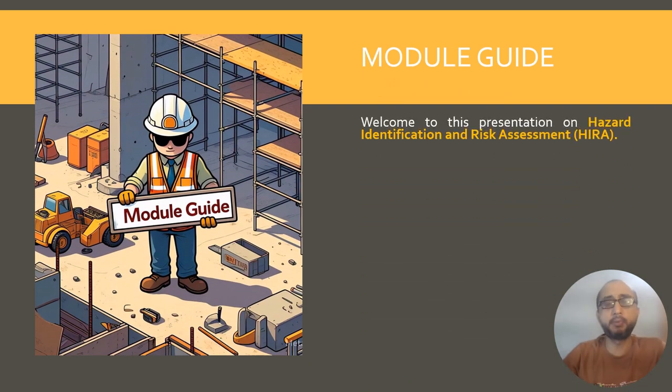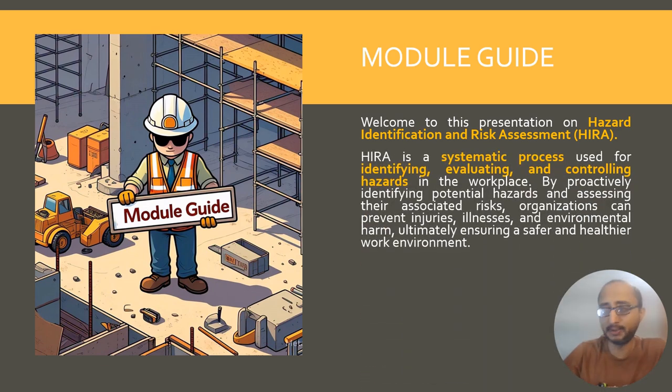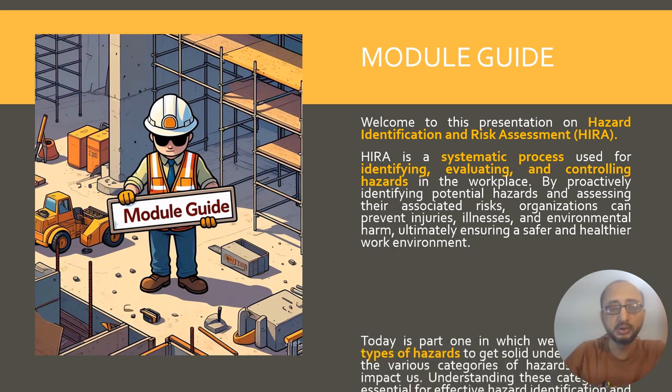Module guide: our module is hazard identification and risk assessment, the HIRA process, globally accepted, appreciated and practiced. Very crucial one. It is a systematic process to identify hazards, then evaluate the associated risk, then put in suitable control measures to ensure that our workplace and work environment are safe, to avoid injuries and accidents. So this is very important.